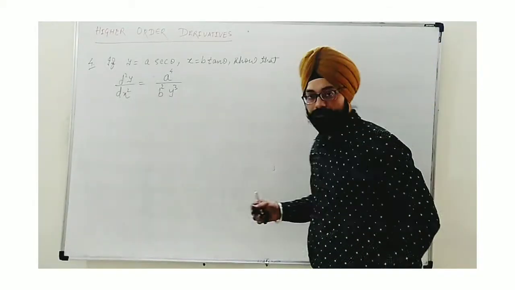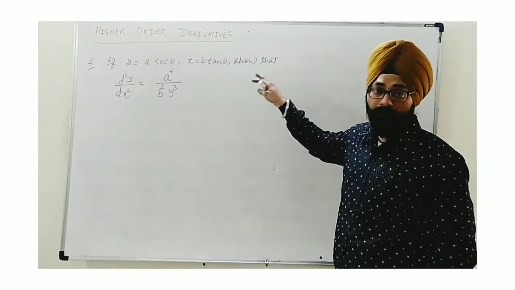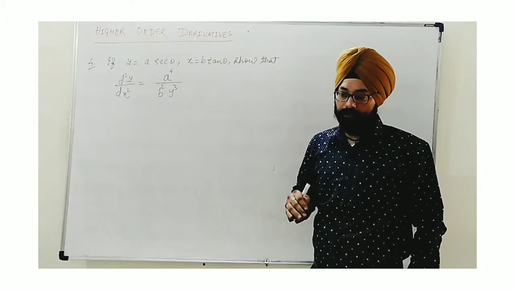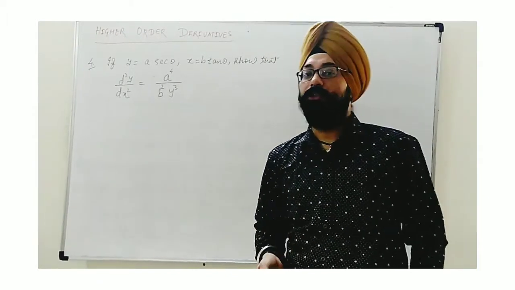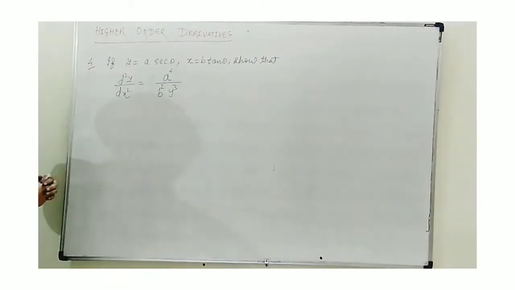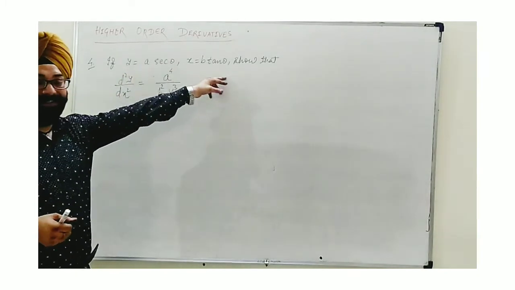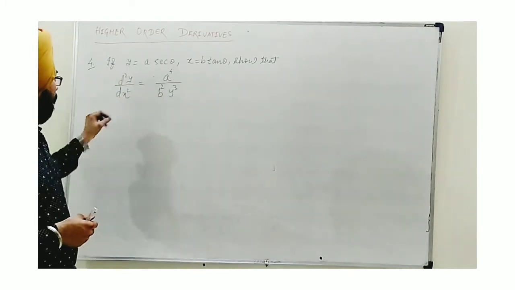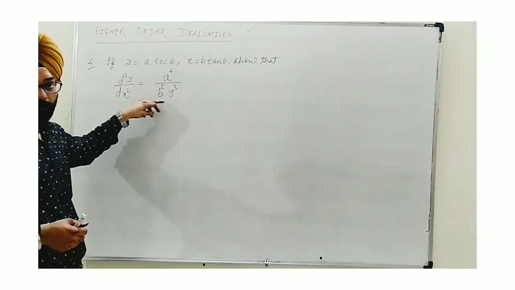The next question which I have taken here is a parametric function. The parametric form of function, whenever given to us for differentiation of more than first order, then we have to be careful. Why? I'll tell you. Here the question says y and x are given as a sec theta and b tan theta respectively. Show that d square y by dx square, the second order, is equal to a raised to the power 4 upon b square y cube.